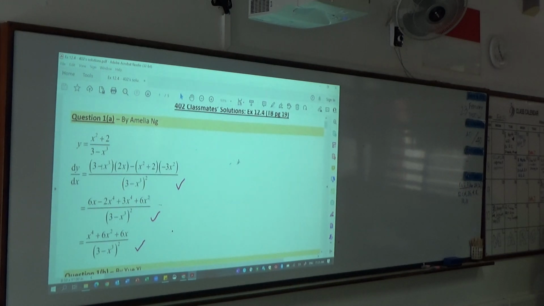Amelia actually presented very neatly. Just typed it out, that's all. Not much difference from what she presented on the whiteboard itself. So I hope that you're able to get this answer as well.